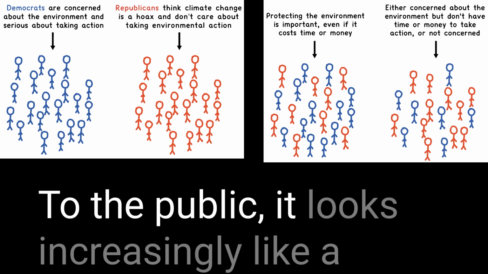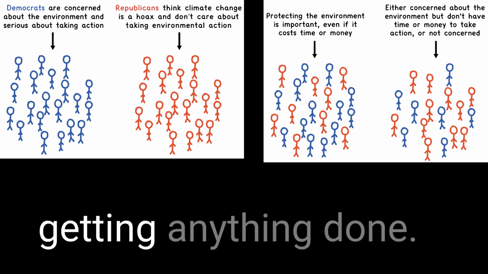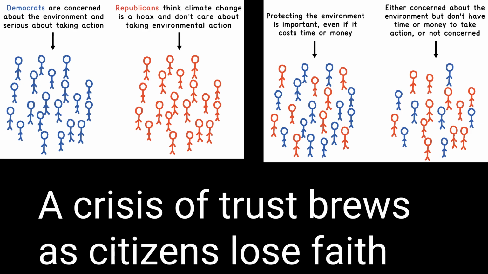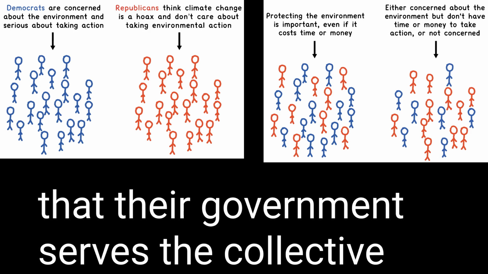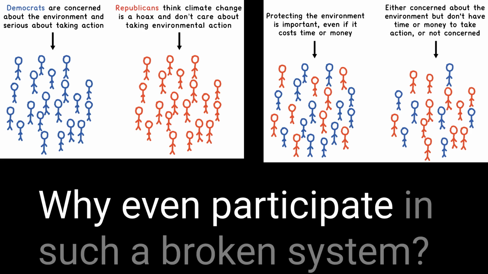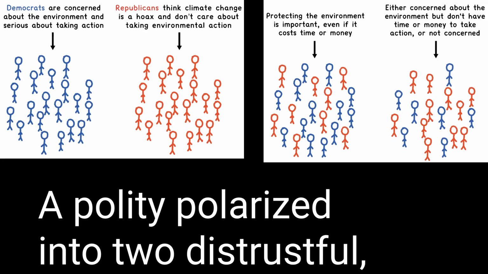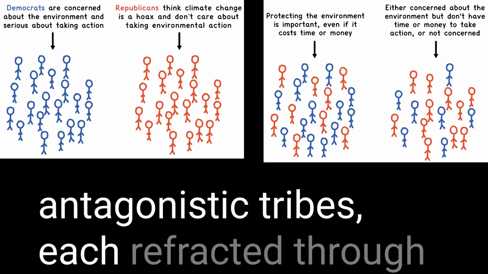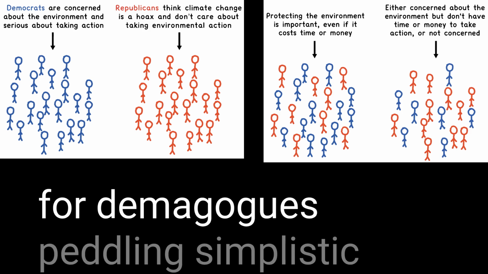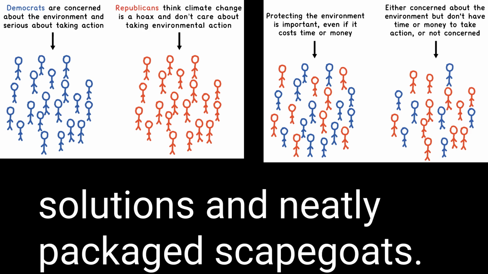To the public, it looks increasingly like a rigged game, a corrupt system incapable of getting anything done. A crisis of trust brews as citizens lose faith that their government serves the collective good rather than narrow factional interests. Why even participate in such a broken system? A polity polarized into two distrustful, antagonistic tribes, each refracted through its own separate reality, proves fertile ground for demagogues peddling simplistic solutions and neatly packaged scapegoats.